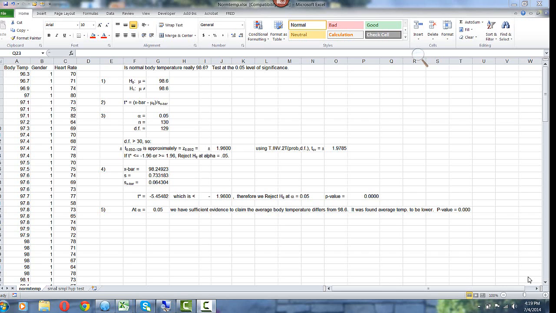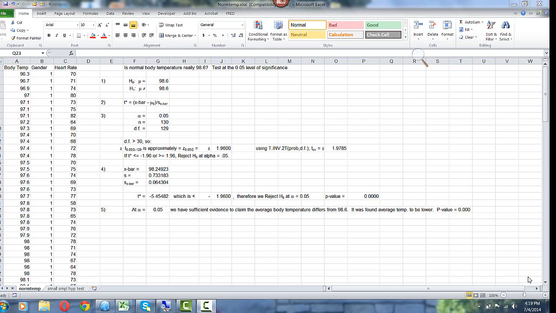Hopefully you understand the idea of level of significance. That's the probability of a type 1 error. So make sure you understand that. And hopefully you understand that there are different types of hypothesis statements to choose from. There's nothing directional here. There's nothing arguing for greater than 98.6 or less than. So we're just going to say mu is equal to 98.6, mu is not equal to 98.6. So that's our hypothesis statement.